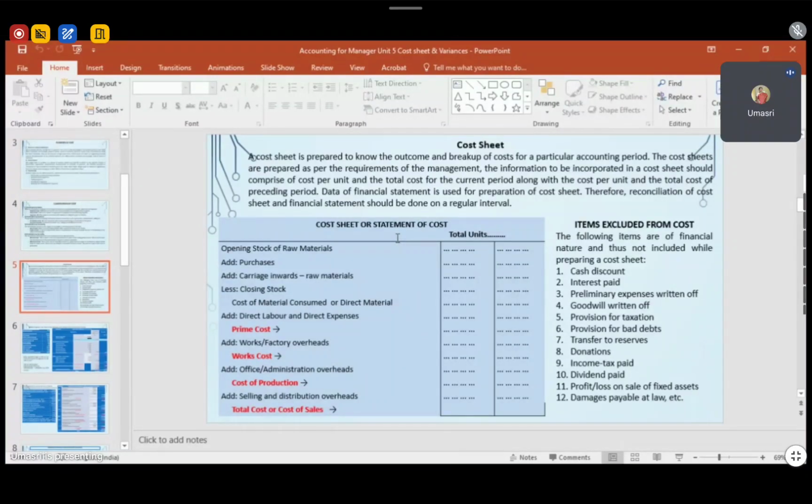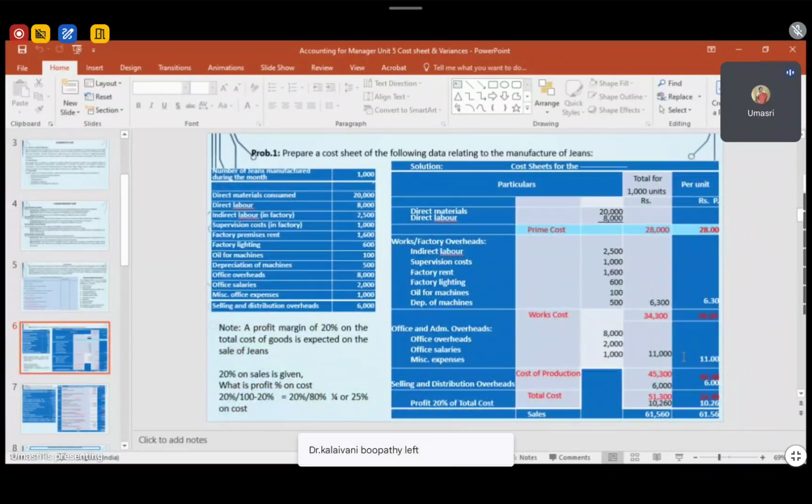Why? Because the machinery, when we are utilizing, the asset will depreciate, so we are treating it as an expenditure. So only depreciation, you have to take it in the preparation of the factory cost. Factory cost, you have to add depreciation in the cost sheet. The other items of financial nature you should not take. Okay, let us do one problem, you can understand.